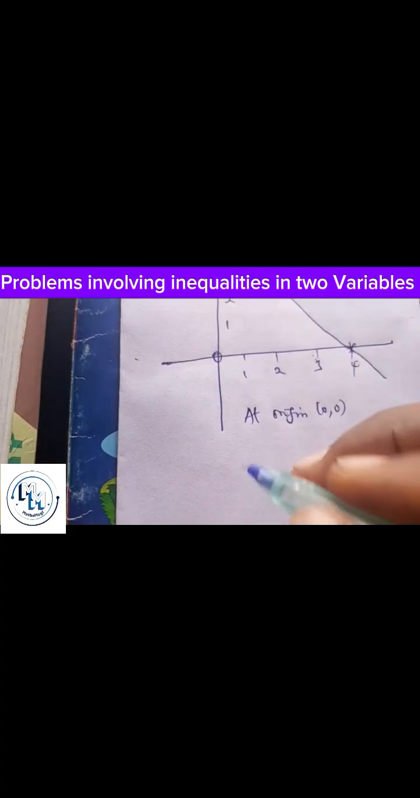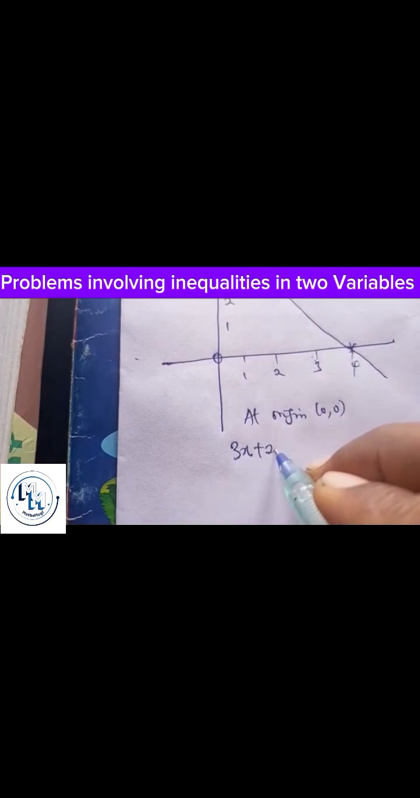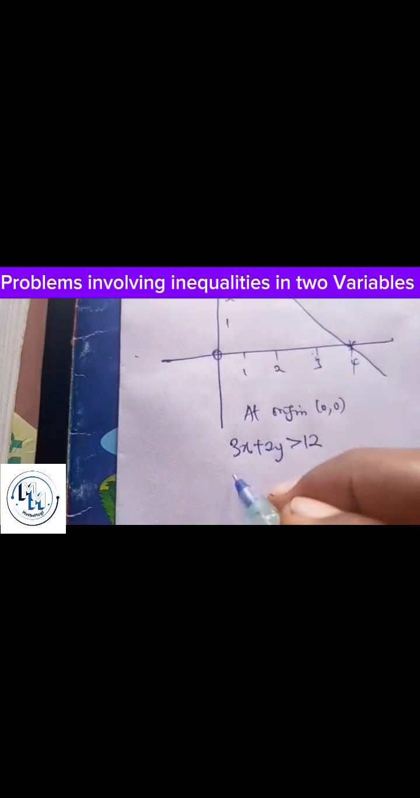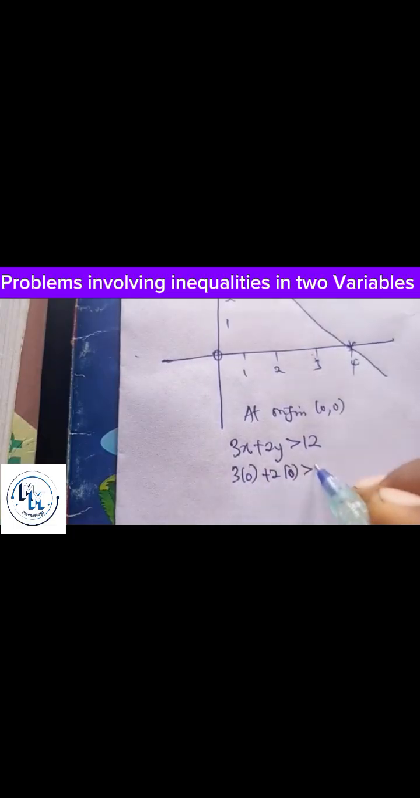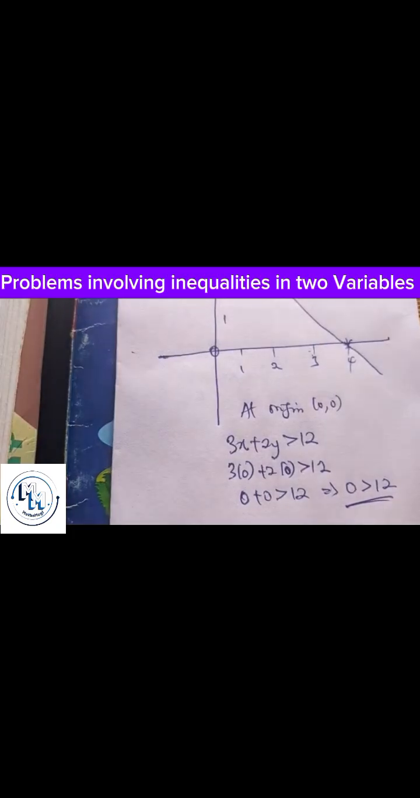Is that okay? Remember, our equation says 3x plus 2y is greater than 12. So when both x and y are 0, I'm going to have 0 plus 0 greater than 12, which implies that 0 is greater than 12. Now, in the real sense of it, this is not possible. Is that okay? So this means that this does not satisfy the condition of this inequality.